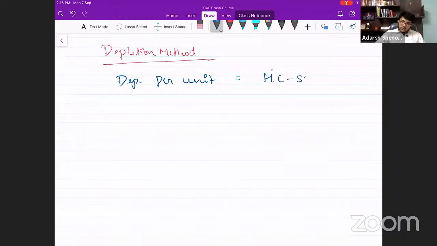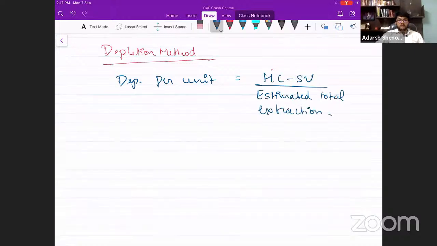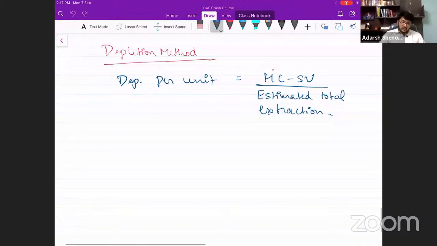So here again, historical cost minus salvage value, if any, divided by estimated total extraction. How much you can extract during your license period or when you've taken something on lease. Generally these are leases. Okay, you take it on lease. So during the lease period, how much you can extract, that is to be considered as the denominator. So you will get depreciation or depletion per unit. And then for annual, we use the term depreciation itself for this also, although it's called depletion, we use the term depreciation very loosely.